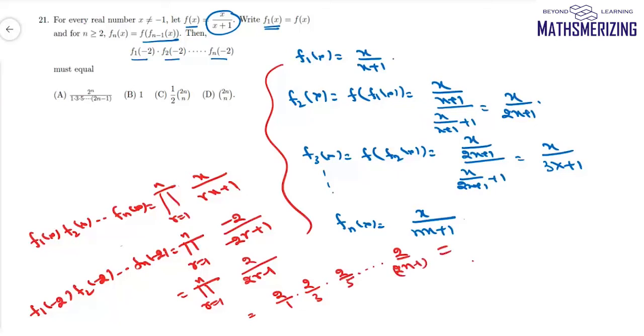So this product will be 2 into 2 into 2, n times, so there will be 2 to the power n, upon the product of the first n odd numbers, which is 1, 3, 5 up to 2n-1. That's your option number A.